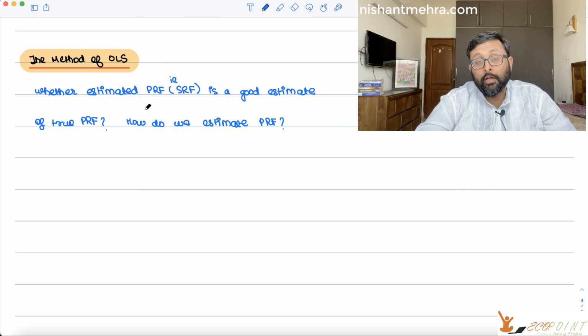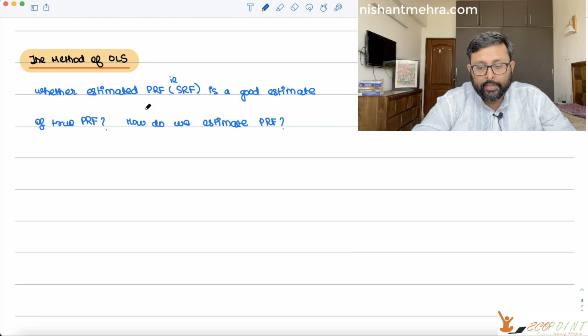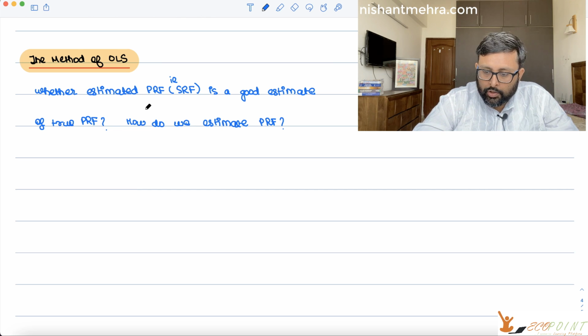Whether the sample regression function which you have calculated is a good estimate or not, we'll talk about it later. But how do you estimate it? There are many methods of finding the estimated PRF, that is your sample regression function. We're taking up the one which is ordinary least squares. This is the method of ordinary least squares.